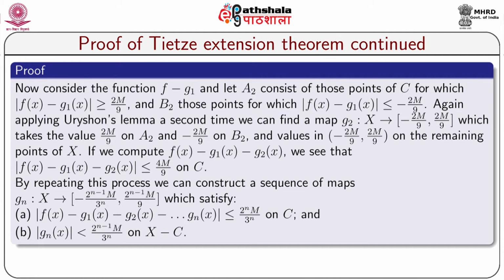Now, repeating the process n times, we get at the nth stage a continuous function gn from X to the closed interval from minus (2 to the power n minus 1) times m by 3 to the power n, to (2 to the power n minus 1) times m by 3 to the power n, and also gn satisfies that modulus of f(x) minus g1(x) minus g2(x) up to minus gn(x) is less than or equal to 2 to the power n times m by 3 to the power n on C, and modulus of gn(x) is strictly less than (2 to the power n minus 1) times m by 3 to the power n on X minus C.